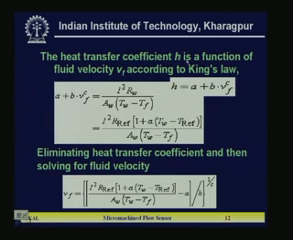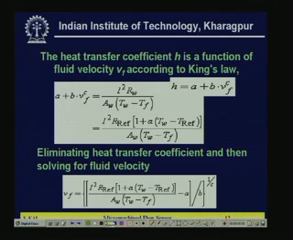Heat transfer coefficient H is a function of fluid velocity Vf according to King's law. Here is King's law: H is equal to A plus B Vf to the power C, where A, B, C are constants, which will be found out from the design structure and physical parameters, Vf is the velocity of the fluid, and H is the heat transfer coefficient.